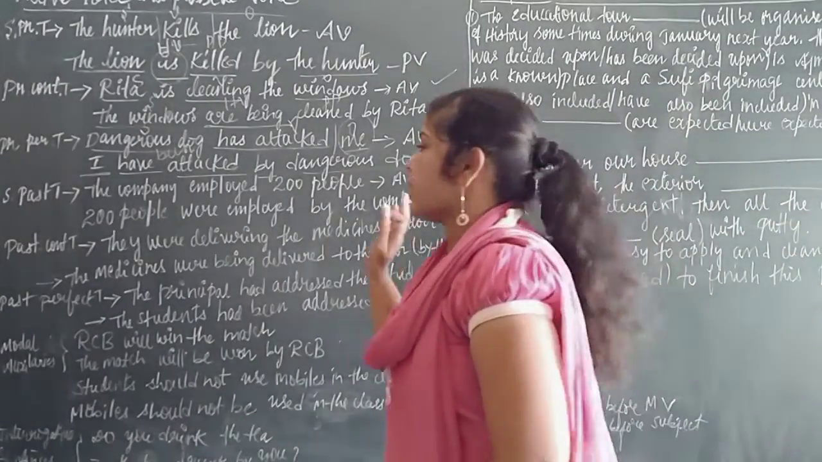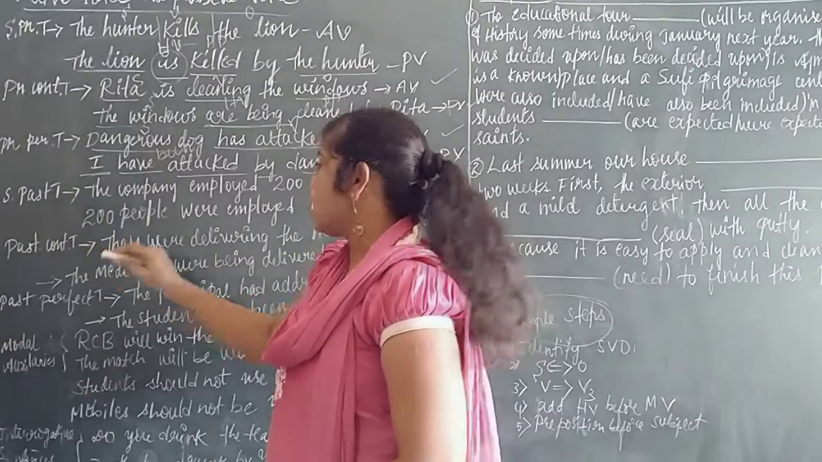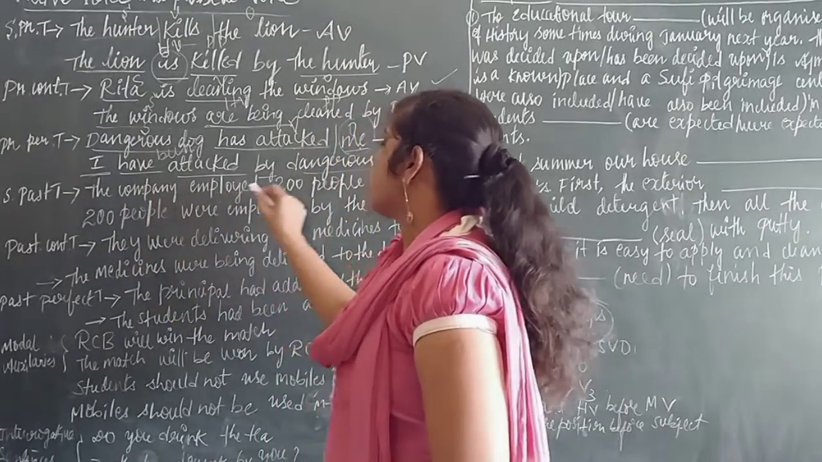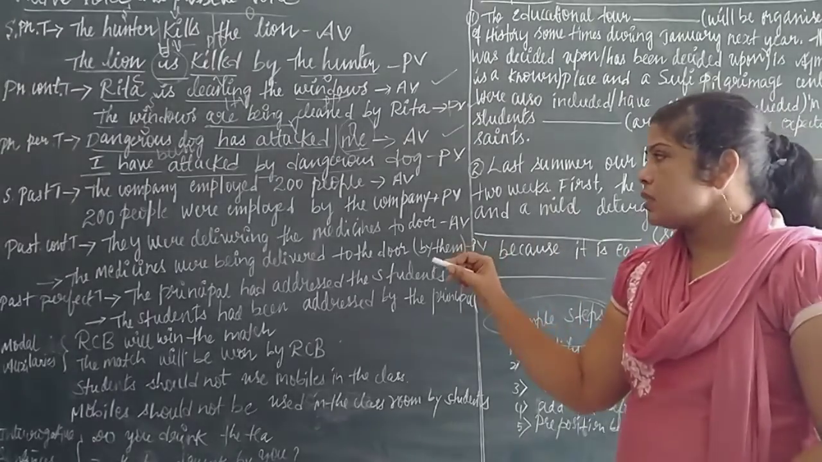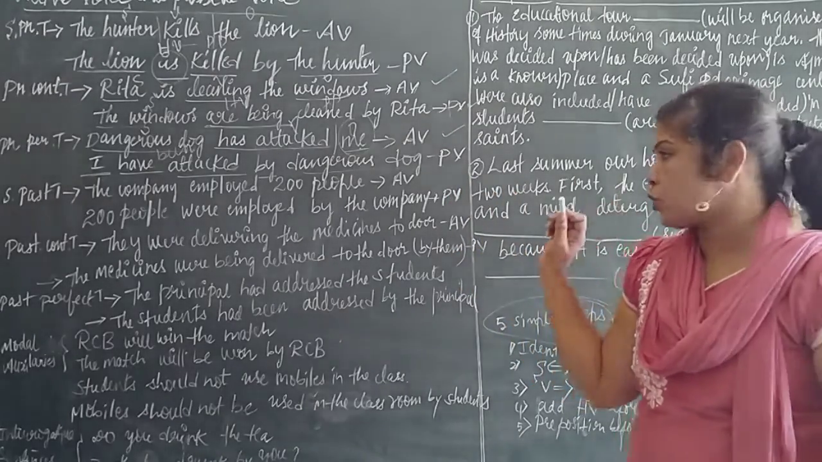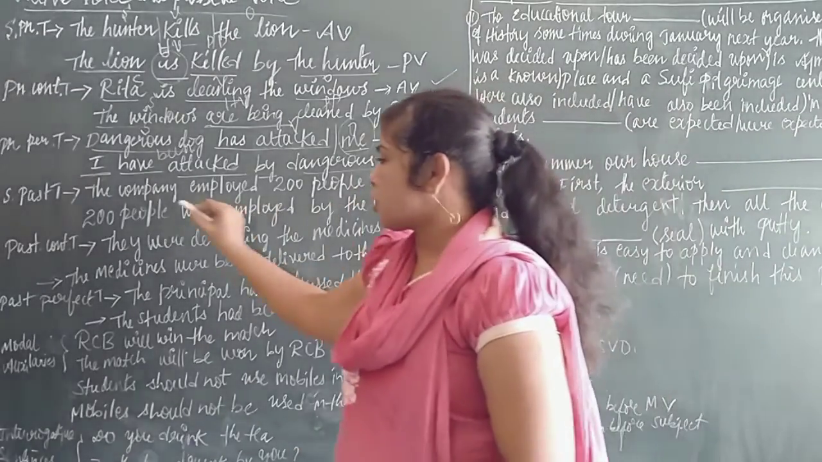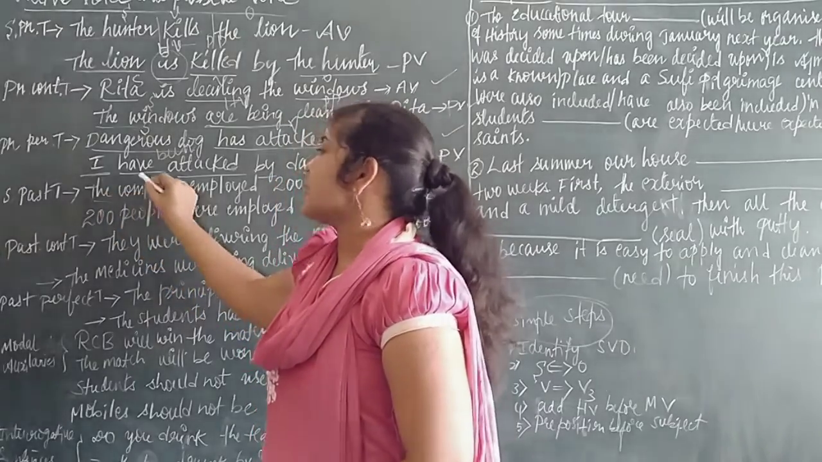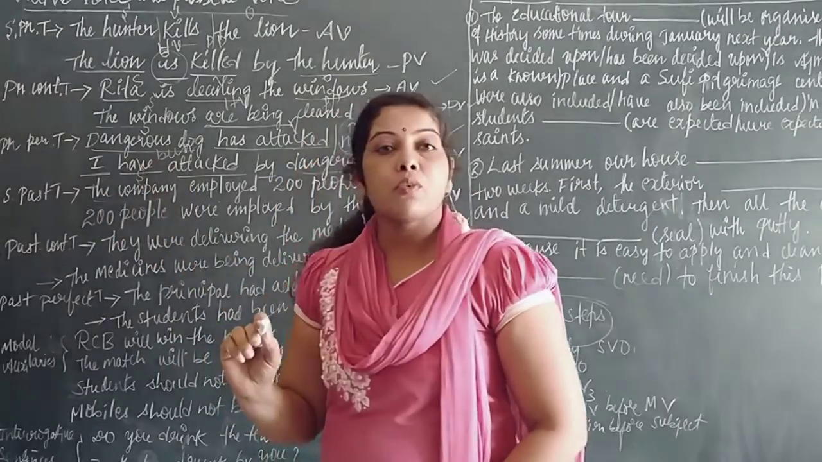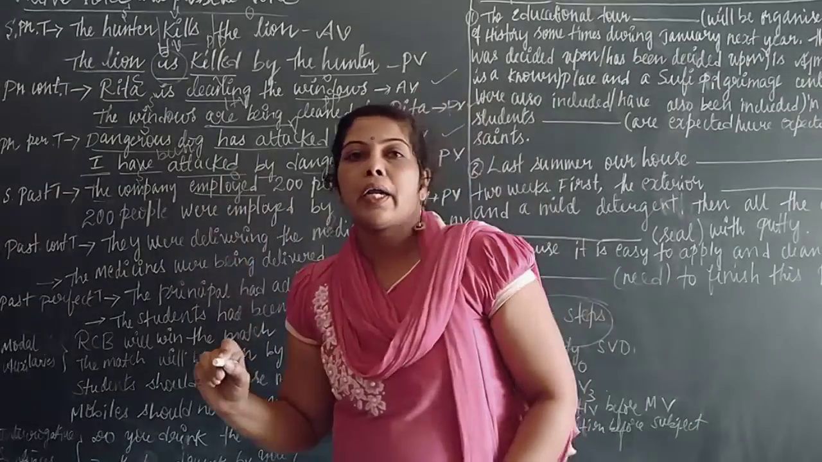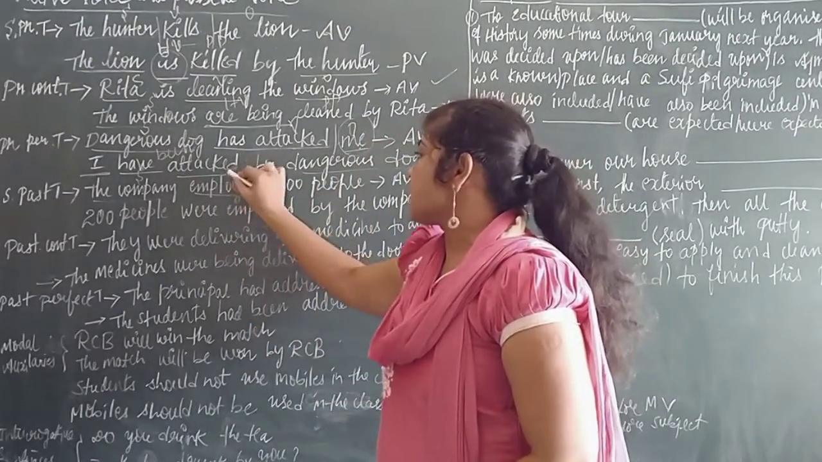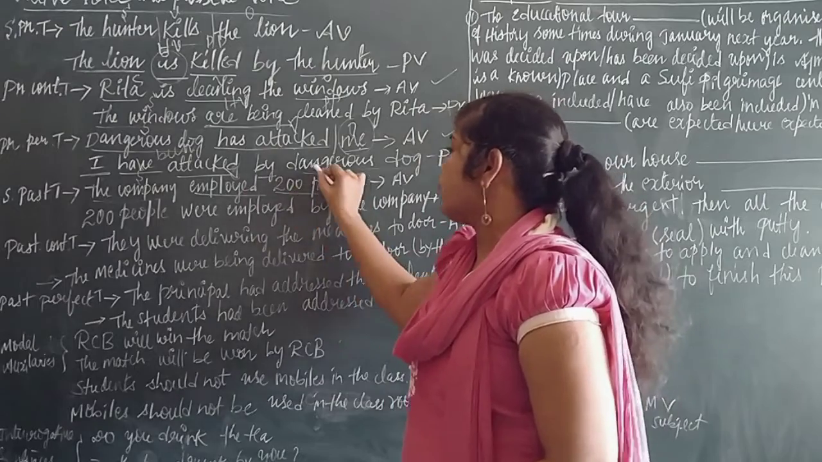Let us take an example in simple past tense. The company employed 200 people. The given sentence is in past tense and it is in active voice. We know that. So in this sentence, no doubt, the company is the subject, and which is the verb? Obviously, employed is the verb, and the object is 200 people.